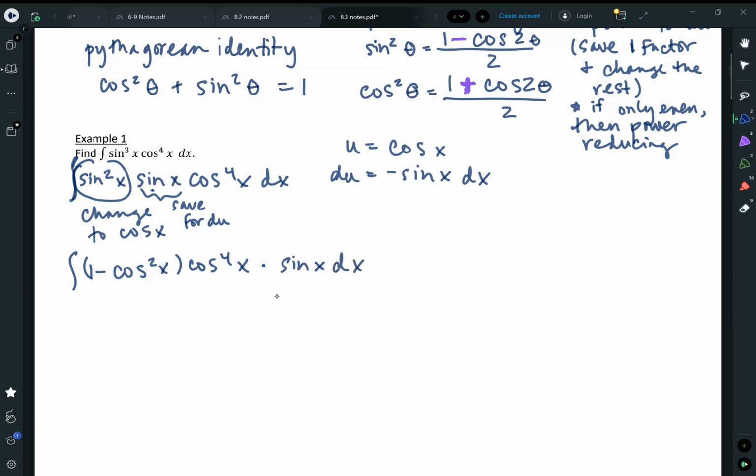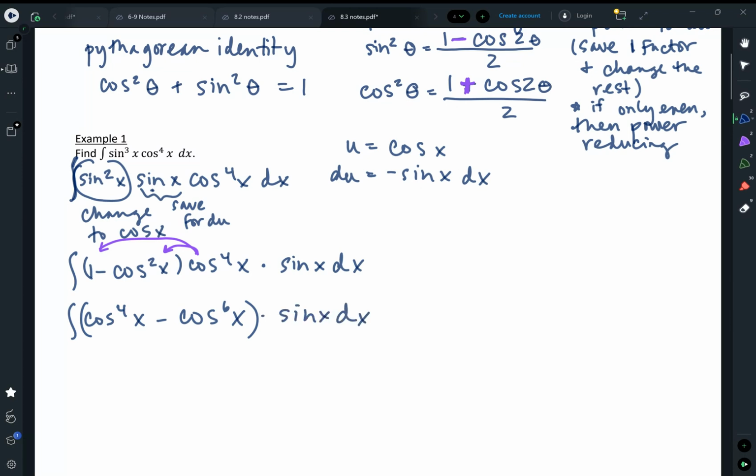So like this part, the sine x dx part is going to be where I get my du from. I'm going to have to worry about the negative at some point. And then I'm noticing here, like this is kind of a mess. I'm going to distribute cosine to the fourth power of x. It's really cosine of x to the fourth power, right? So this is going to be cosine to the fourth x minus, when I multiply these two together, now I'm going to be up to cosine to the sixth power. So cosine x to the sixth power.